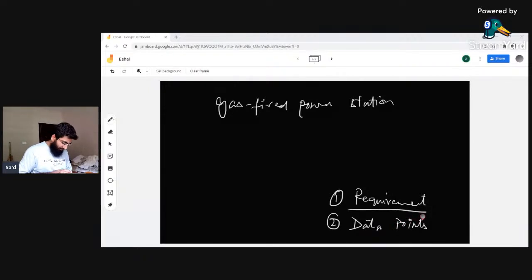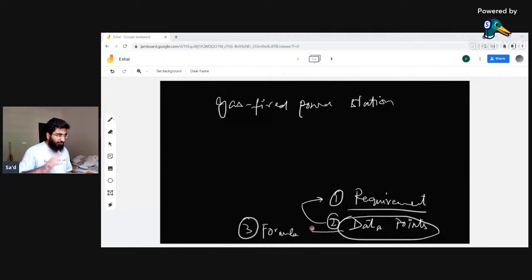The third thing that you try to do is form a connection between these data points and the requirement, usually using a formula. One, two, or more formulas, but there has to be a way that using these data points and doing some calculations, you arrive at the requirements. So this should be your thought process whenever you get a numerical question, or even for the subjective questions.